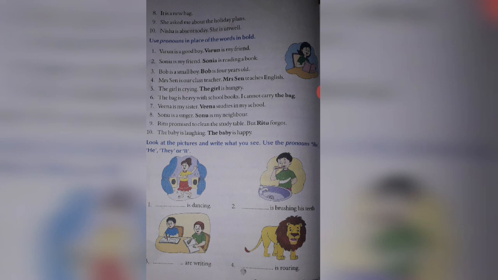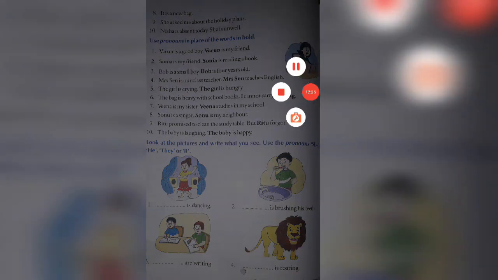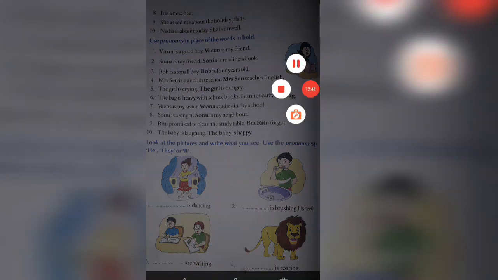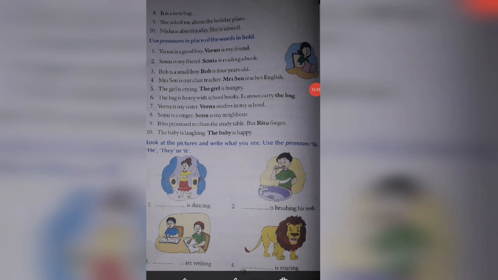Number 1, Varun is a good boy. Varun is my friend. Varun is a boy. For boy, which pronoun do we use? He. Number 2, Sonia is my friend. Okay, how do you have to write it? Just underline Varun and above Varun write he.